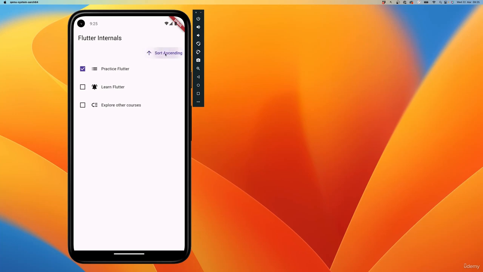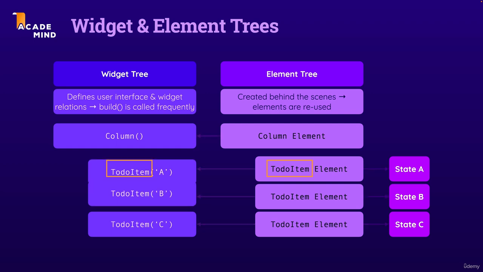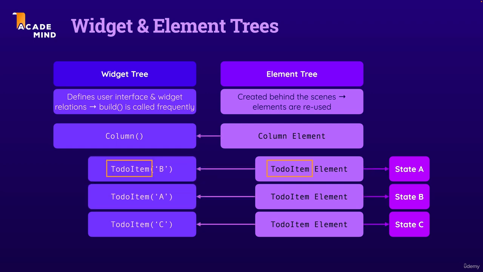So how can keys help us solve this problem here? To understand this, it's important to understand that Flutter determines whether an element can be reused or not simply by taking a look at the type of that element. For example, to-do-item. And if that type is in line with the type it finds in the widget tree in that position where the element is, it's happy.